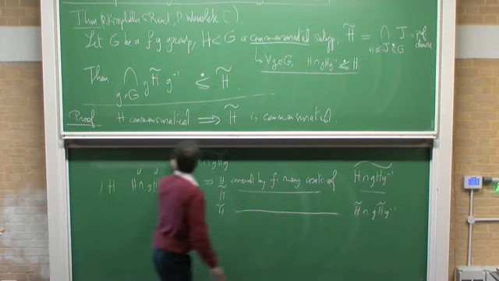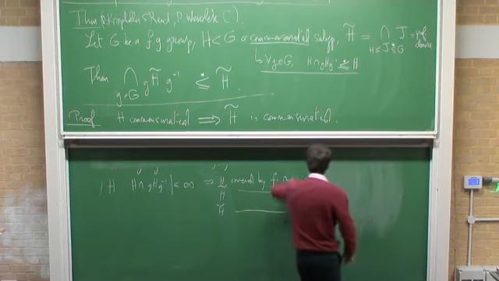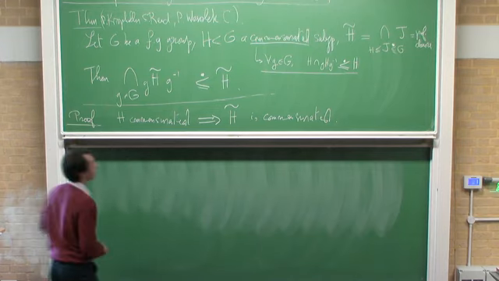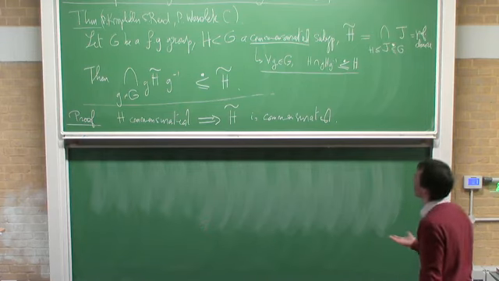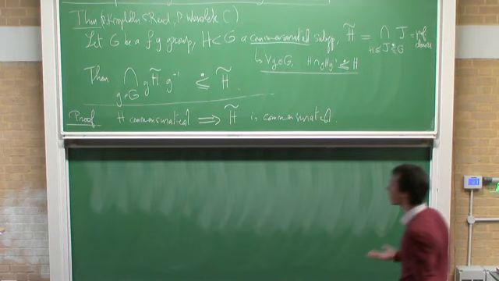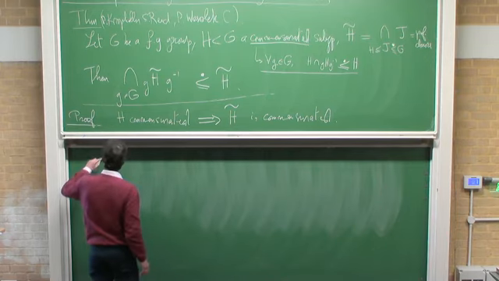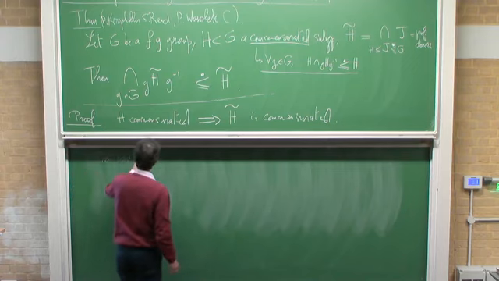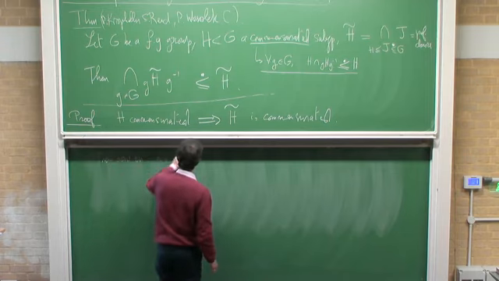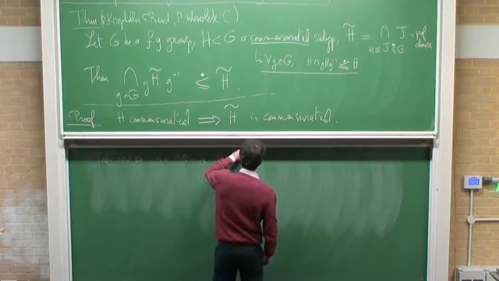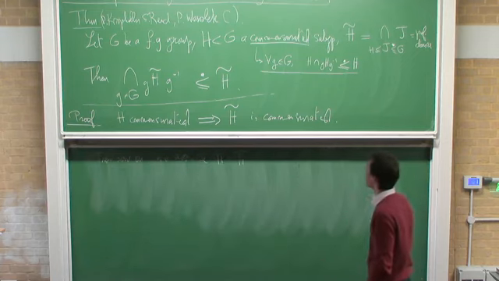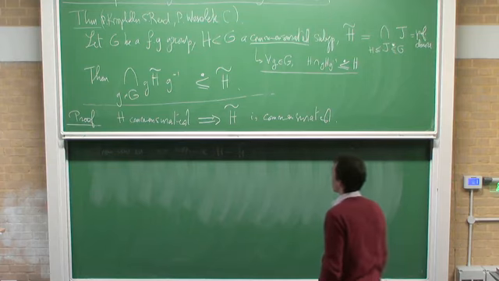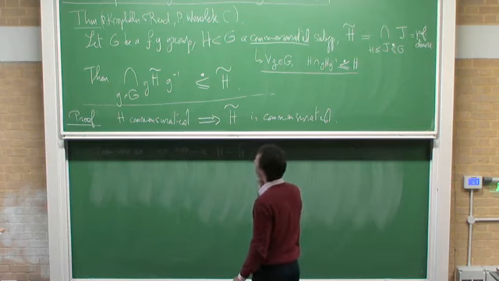But now, what this means is that actually, so let me erase this, it's enough to prove the theorem in the case where H is closed, right? So from now on, we assume H is closed. Okay. So how do we proceed now?